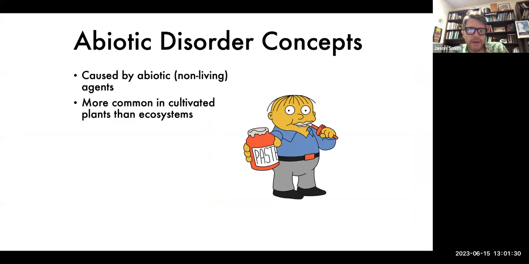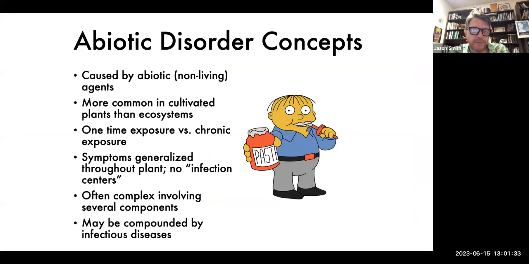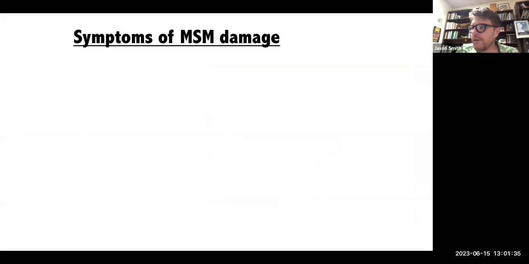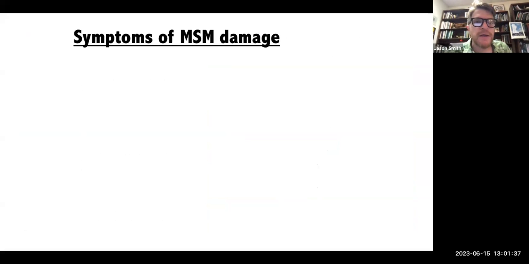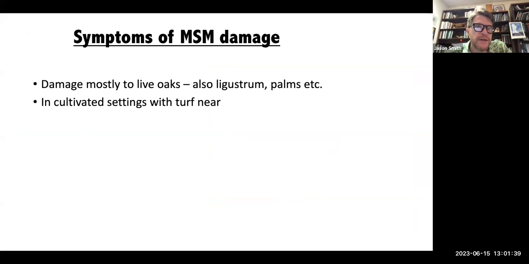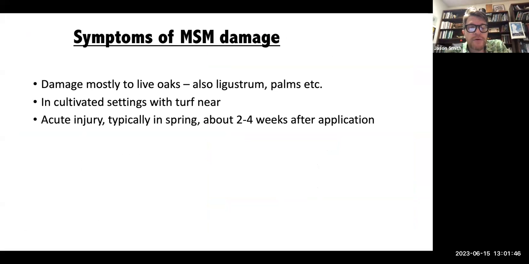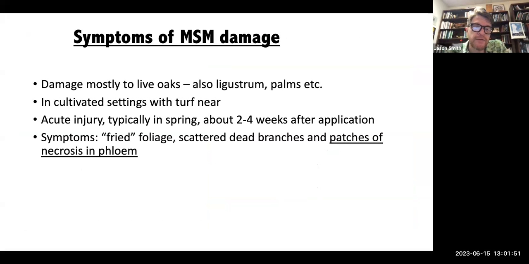And then lastly, I wanted to talk about abiotic disorders, but I'm going to run out of time. I wanted to mention one thing, and I'll be done in one second: metsulfuron methyl damage. We've seen a lot of damage to oaks, ligustrum, palms, and many different hosts in cultivated settings with turf nearby. We see acute injury typically in spring, about 2 to 4 weeks after application. The symptoms are fried foliage. We say fried because it looks like it turned brown almost overnight. There are scattered dead branches and patches of necrosis in the phloem.